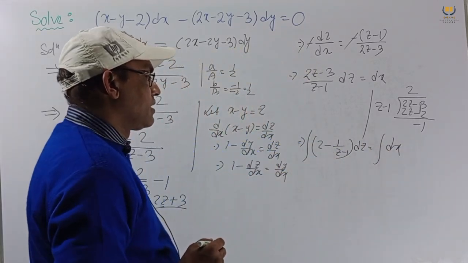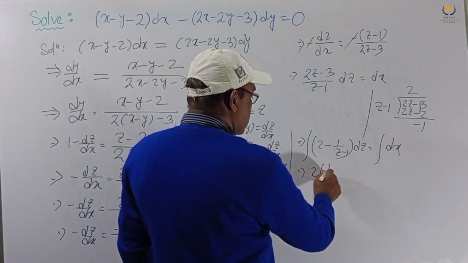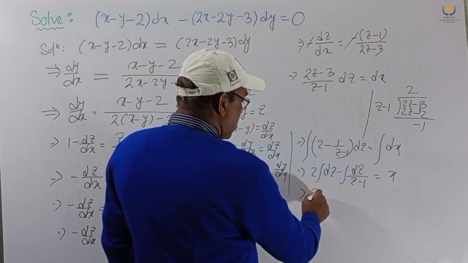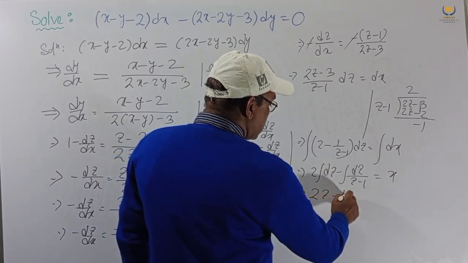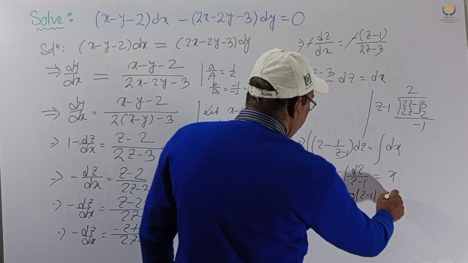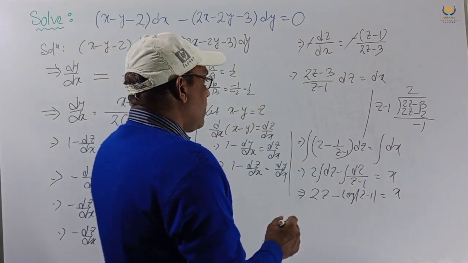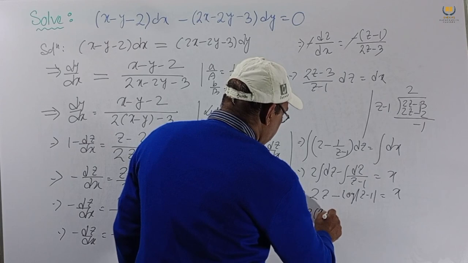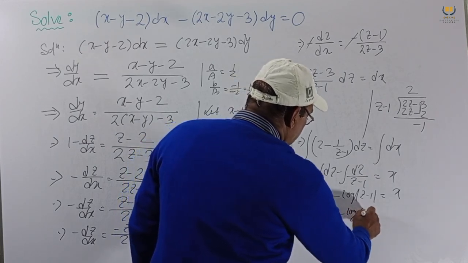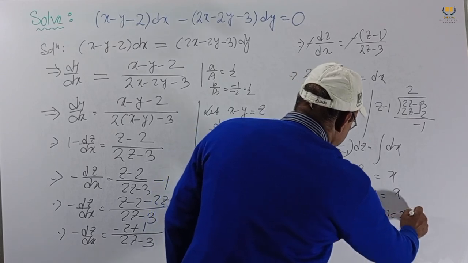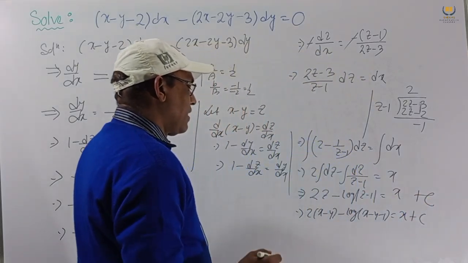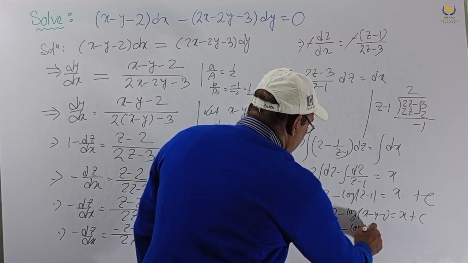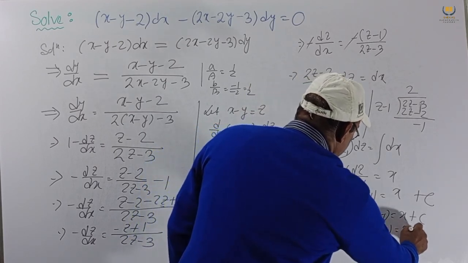We integrate both sides and we have 2 dz minus dz by z minus 1, this will be x. Then integration of dz means z and this is log of z minus 1. We can add modulus or without modulus. And putting the value of z, z means x minus y. So this is 2 into x minus y minus log of x minus y minus 1 equal to x plus c. And this is twice x minus 2y minus log of x minus y minus 1, this is x plus c.